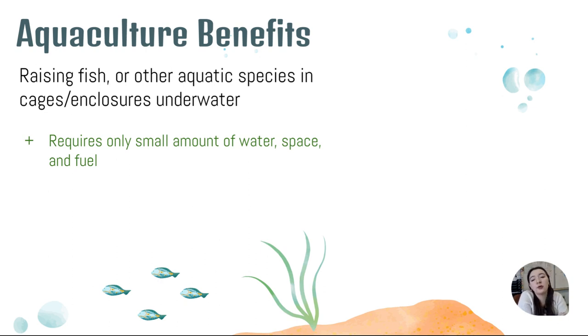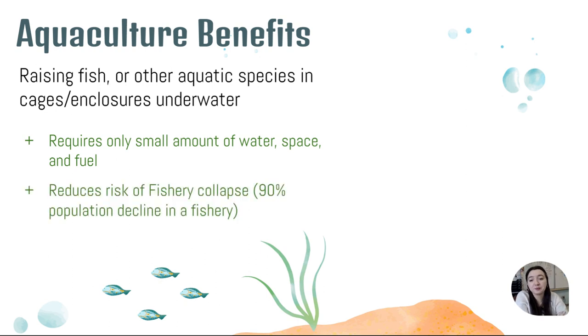So aquaculture only requires a small amount of water, space, and fuel. It reduces the risk of fishery collapse. Remember, a fishery collapse is a 90% decline in a fishery, and a fishery is just a target species that you want to capture, like salmon and tuna.